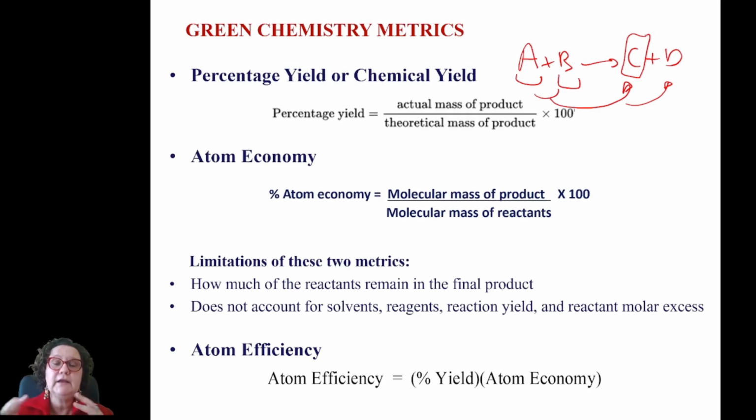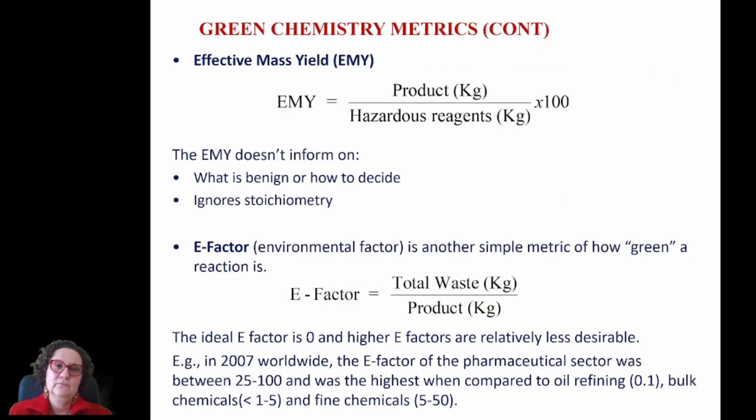So a way of combining those two aspects, how much I actually get from a reaction and how efficient it is in terms of how many atoms of the reagents go into the product, is something called atom efficiency, which is the percentage yield divided by the percentage atom economy. It includes both aspects of those two metrics. You might also want to assess how green, how good, how environmentally friendly, how sustainable your reaction is by looking at something called effective mass yield.